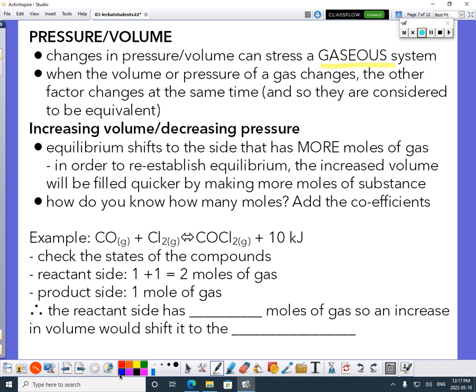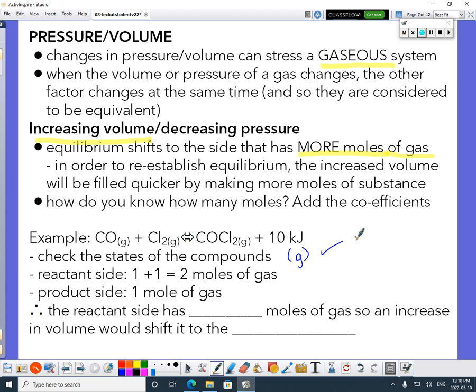Just based on the type of stress, it's actually easier to just think of volume. So you don't even have to mention pressure at all, really. If you increase the volume, that means you have more space to fill up. So the equilibrium is going to shift to the side with more moles of gas. So first things first, you need to check the states. Where are the gases? Are they all gases? Gas, gas, gas. Okay, we're good.